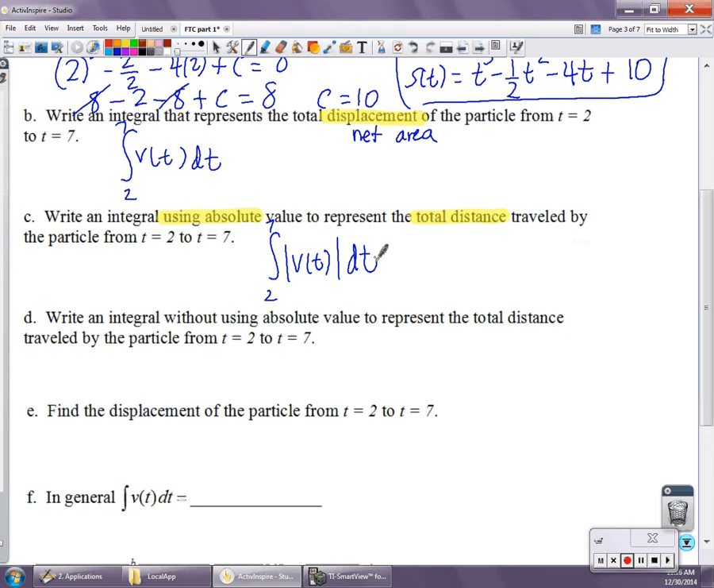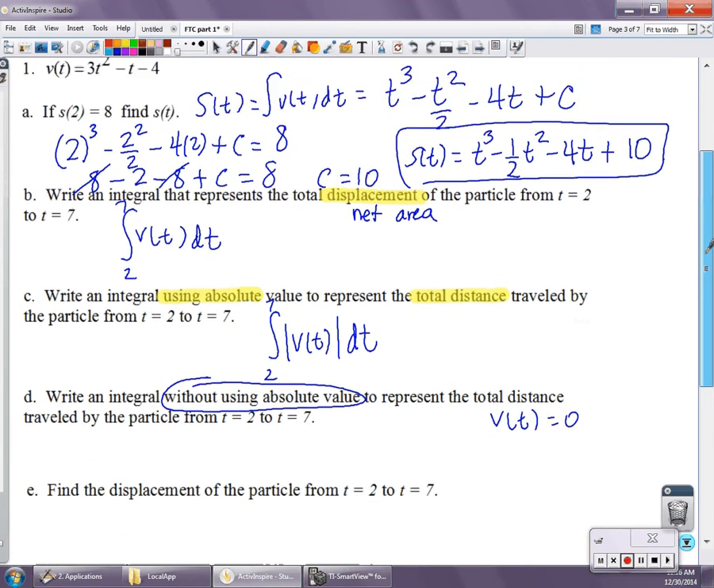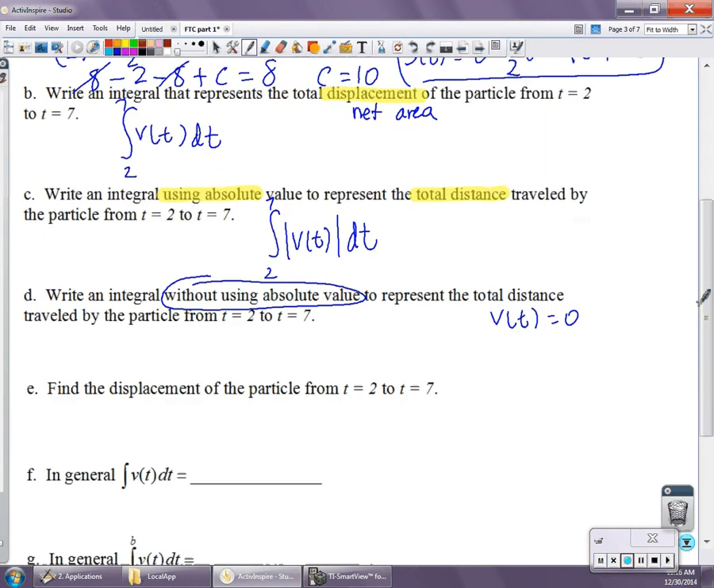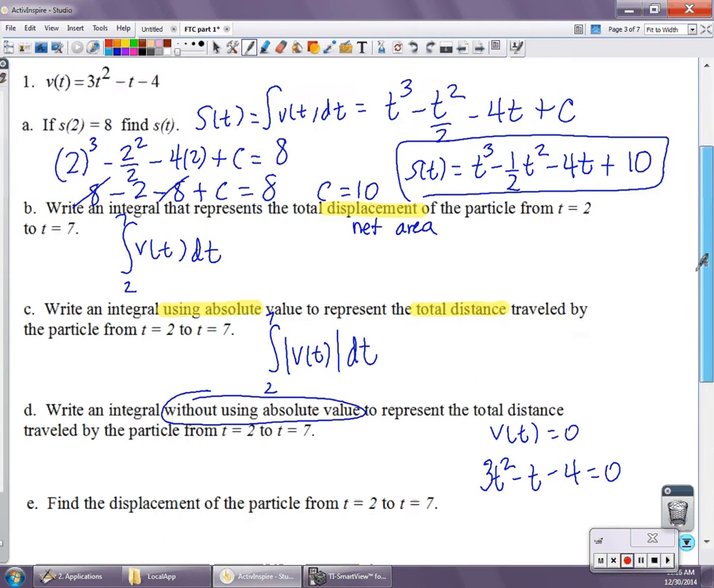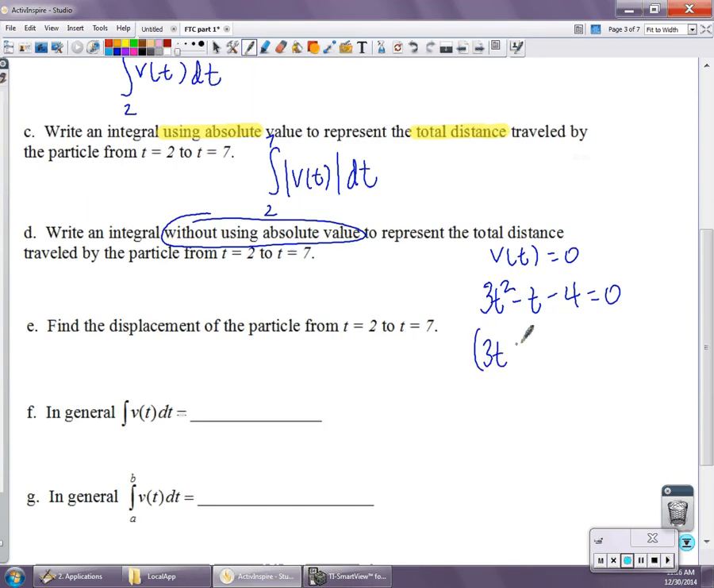Letter D, write an integral without using absolute value to represent the total distance traveled. To do that, we're going to need to know when and where the velocity is positive and negative. So the first thing I'm going to do is set the velocity function equal to 0 so I can test out the regions. Velocity is 3t squared minus t minus 4, so 3t squared minus t minus 4 equal to 0. Let me make sure I copy that correctly. Good. So 3t and t, and 4 and 1, and we want the t to be negative, positive.